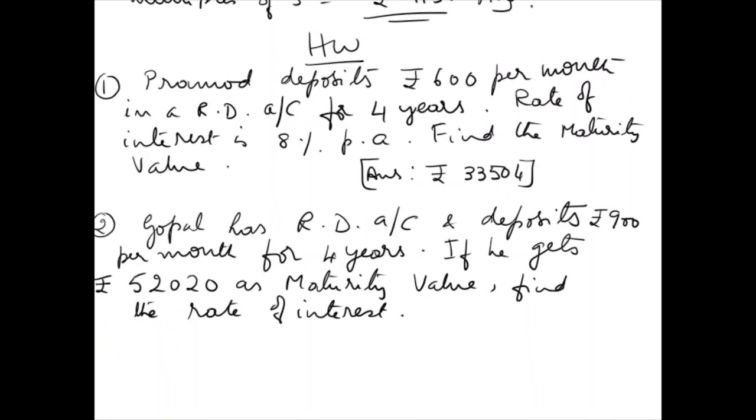Here the maturity value is given, n is also given, monthly installment is also given. Now do it yourself, and the answer is 10%. Okay, so you may start solving these in your notebook. I'll give you one more different type where you have to find out the time period. I'll be writing it. In the meantime, you can start solving these sums.